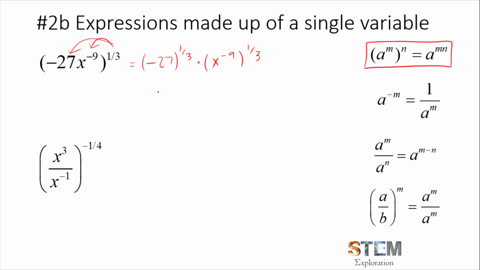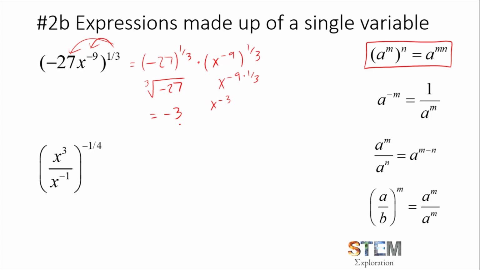And what we can do with this is that negative 27, if we take the cube root of that, looking at our previous examples, one of the things I can tell you is that the cube root of negative 27 has 3 negative 3's that make it, so this is equal to negative 3. And you could even plug that into your calculator in this exact format and it would give you negative 3. And then x to the negative 9th, well, this is x to the negative 9th times the 1/3 power. Well, negative 9 times 1/3 gives you x to the negative 3rd.